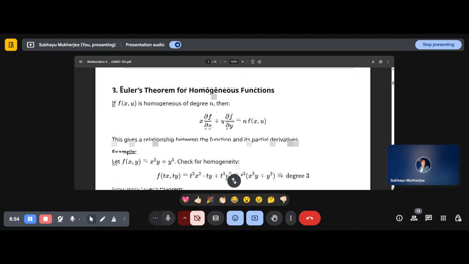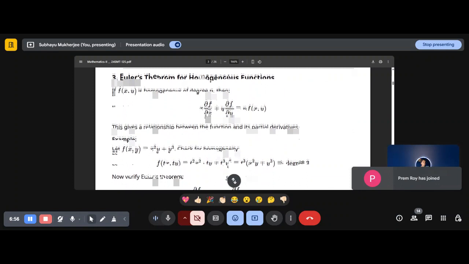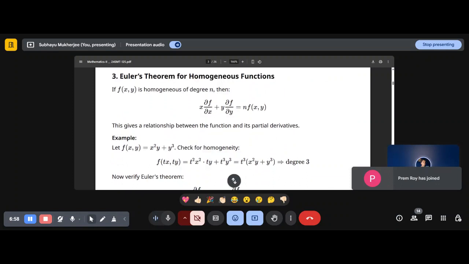Then a very important concept we have is Euler's theorem for homogeneous functions. If f of x comma y is homogeneous of degree n, that is f of tx comma ty equals t to the power n f of x, y, then what does this say? Then x del f del x plus y del f del y equals n times f of x, y.